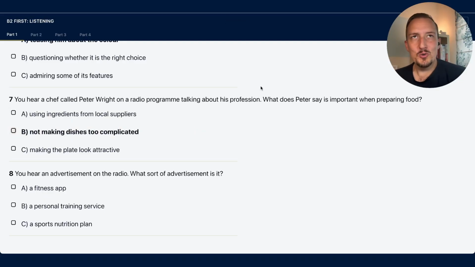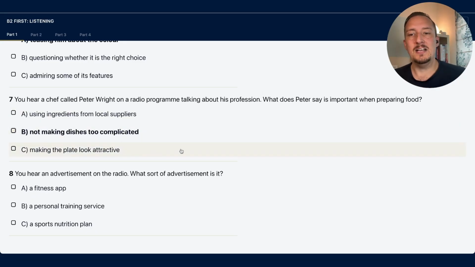For me, good cooking is about knowing when to leave a dish alone and letting 2 or 3 ingredients do the work. That, when he says, for me, that's the cue for what's important. He mentions all 3. So this is why you might think A, B, or C. But with A, using ingredients from local suppliers, he says, yes, I have good farms nearby and I use their ingredients. But he doesn't say that that's an important aspect. Again, just something he does.